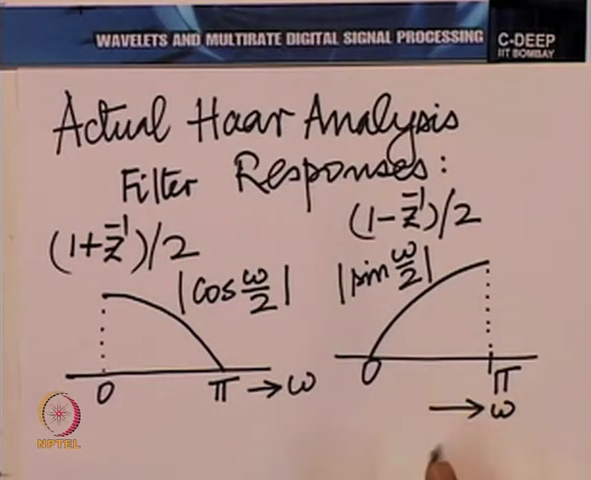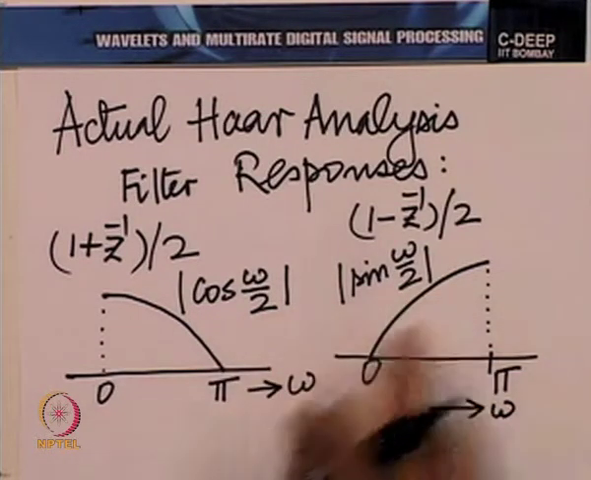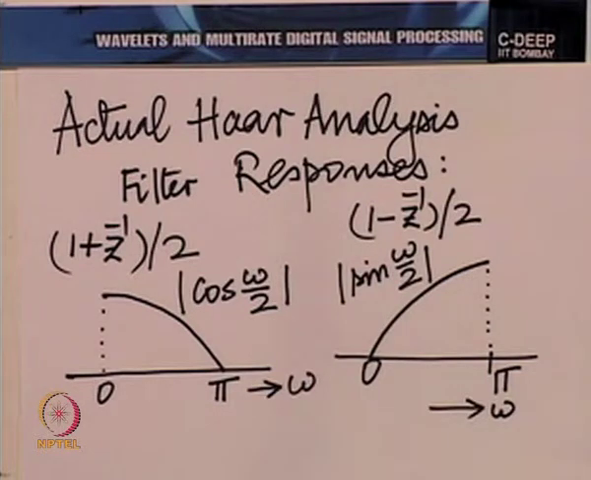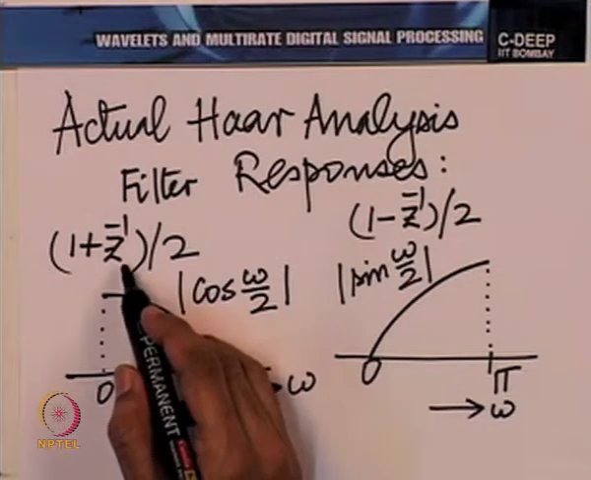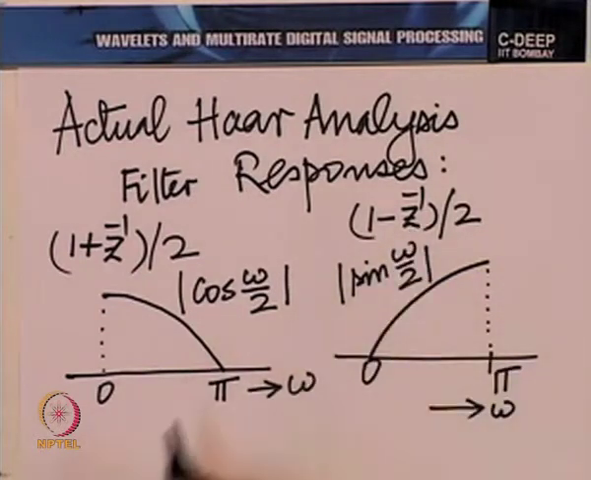And you will recall that there was magnitude and power complementarity here. In fact, cos squared plus sin squared is 1, and therefore, there is power complementarity. And if you just add up these system functions together, 1 plus Z inverse by 2 plus 1 minus Z inverse by 2, you get 1, and that is magnitude complementarity.